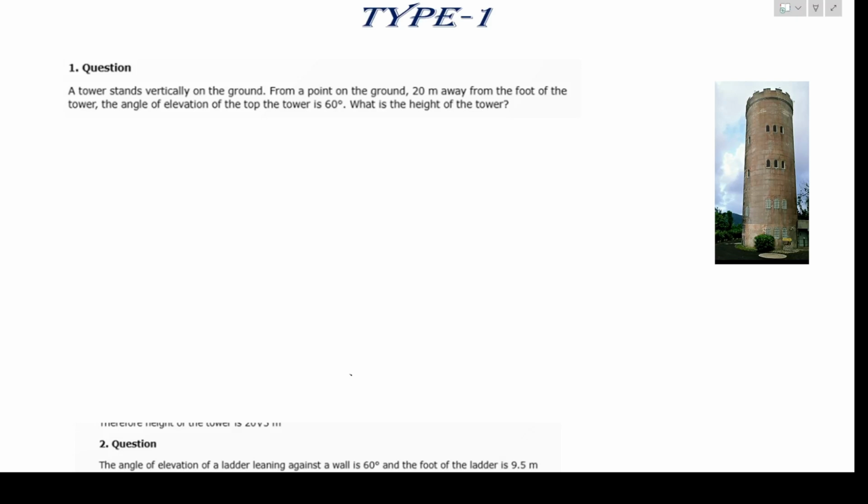Hi, can you find the height of the tower just by standing 20 meters away? Let's solve this interesting height and distance problem using trigonometry.